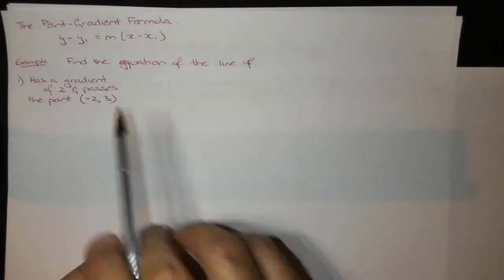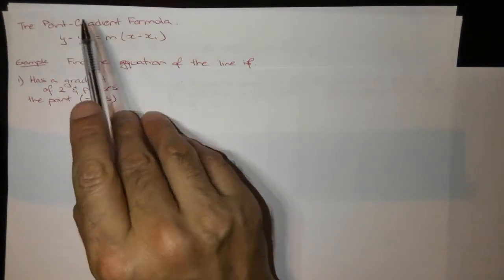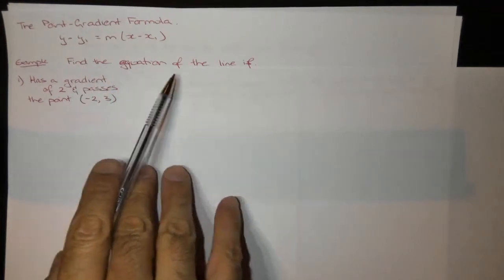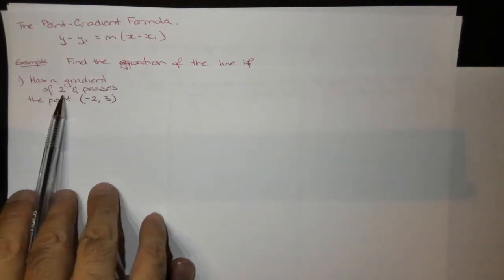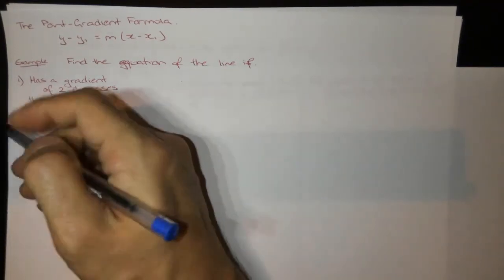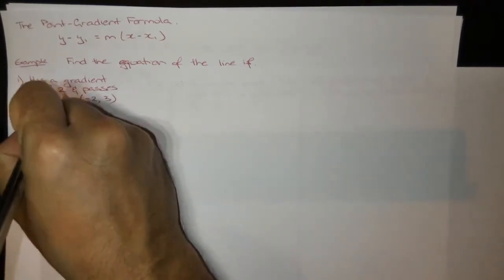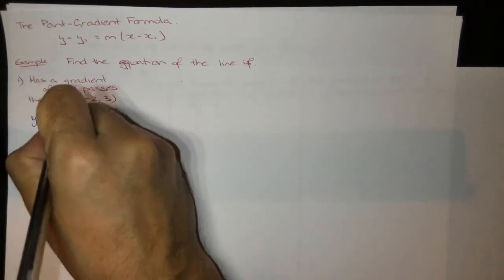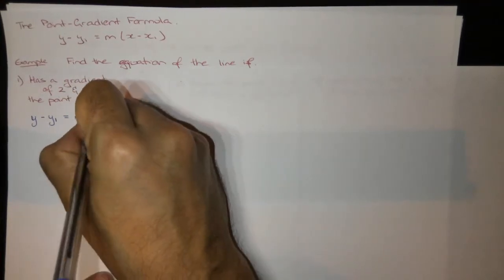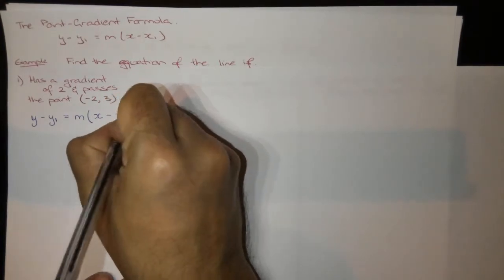Now, we're going to use the point gradient formula. It means that you're going to be given a point, and you've probably already been given the gradient. You know what the gradient is. Okay, so we're going to find the equation of a line if it has a gradient of 2, positive 2, and it passes the point of -2 and 3. So the formula was a random variable of y minus the known variable of y equals the known gradient multiplied by the random variable of x minus the known variable of x.